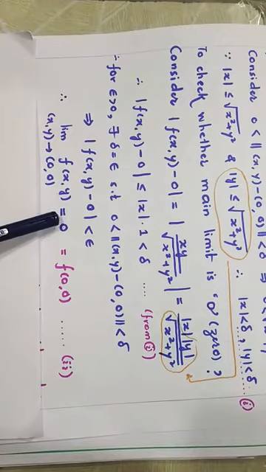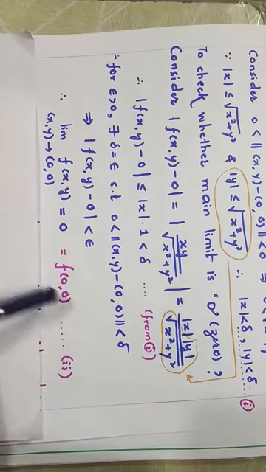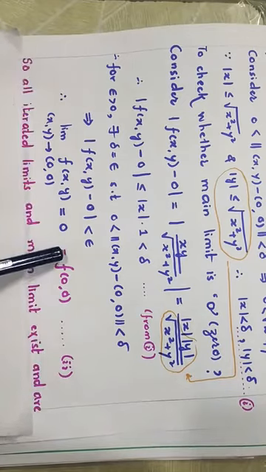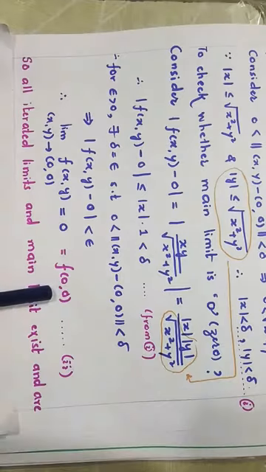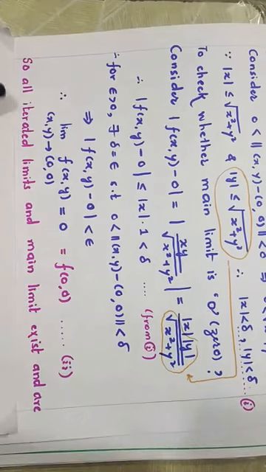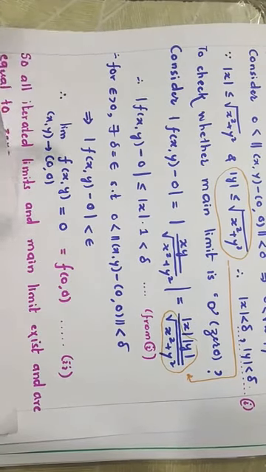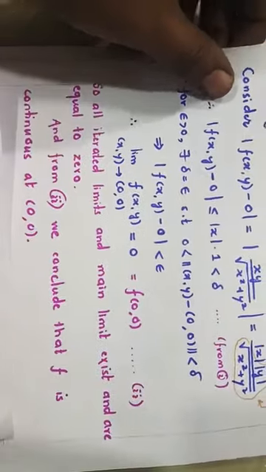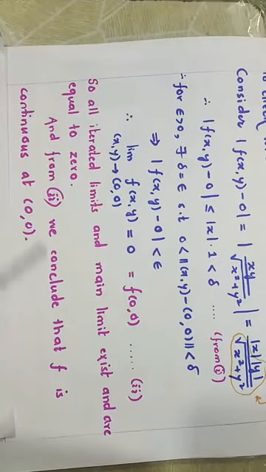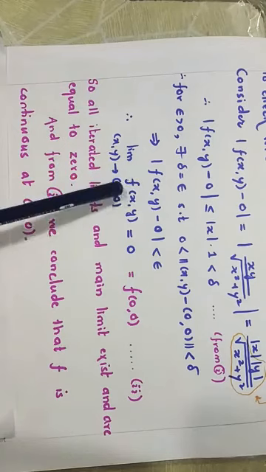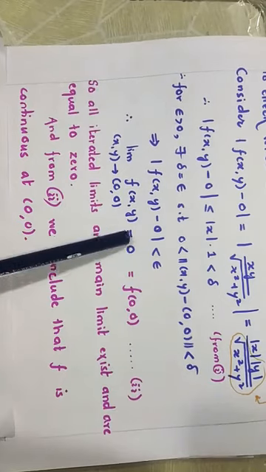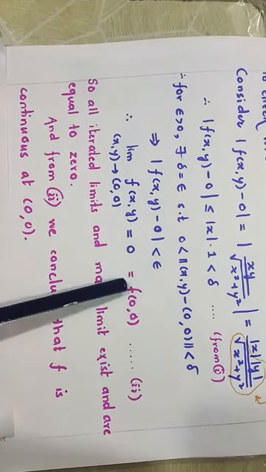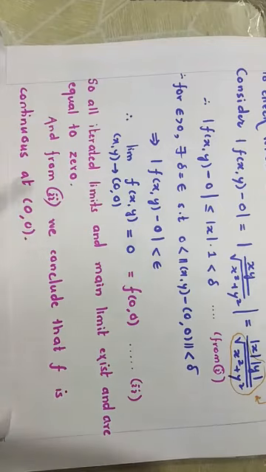So the main limit exists, both the iterated limits exist, and they are also 0. And now this is given equal to f of (0,0). This is given in the question. So all the iterated limits and main limits exist and are equal to 0, and from 2 we conclude that f is continuous at (0,0), because the limit of f(x,y) as (x,y) tends to (0,0) is equal to the value of the function at this point, f at (0,0). Therefore f is a continuous function.